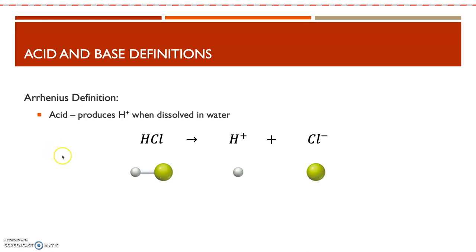In this case, an acid produces hydrogen ions, which are really just a proton, when dissolved in water. So hydrochloric acid is a great example of this. When you put this into water, the two ions dissociate from each other. Chlorine takes that electron and becomes chloride, and hydrogen ions or protons are also in water.